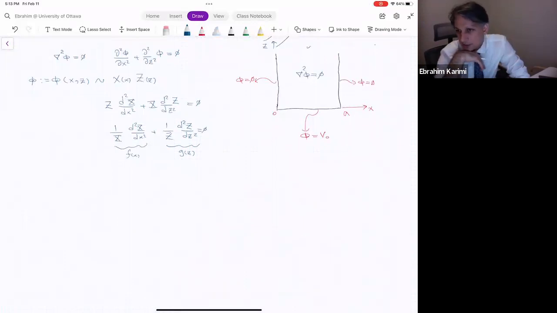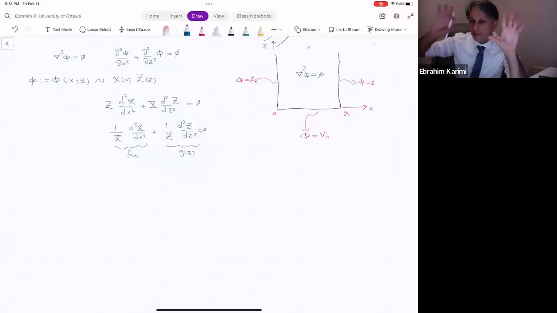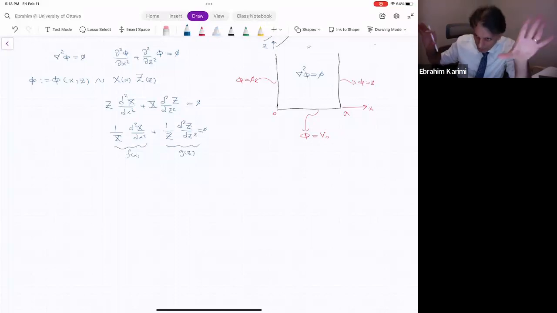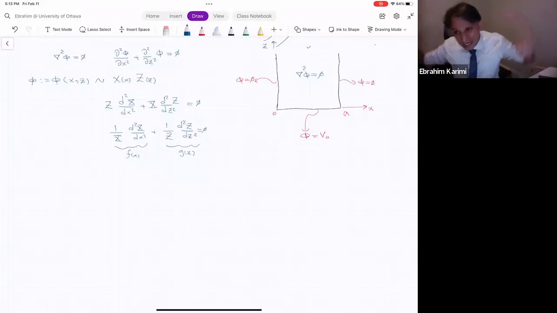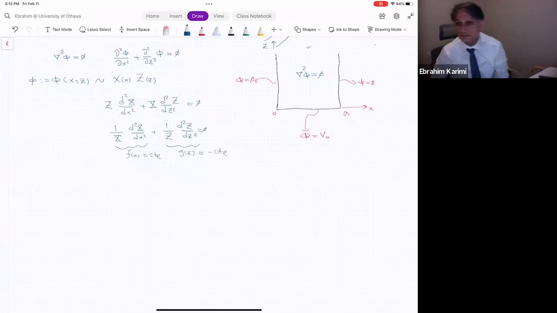All right, is it clear? Because they are independent functions, functions of independent variables, variable x and variable z. Since the two variables are completely independent, and the sum of the two should be equal to 0 for any z value and any x value, then this is a constant, and that one definitely should be minus that constant. Good?